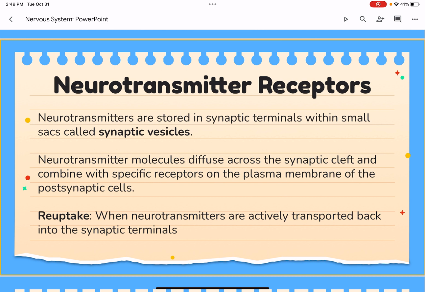If repolarization of a postsynaptic cell is to occur quickly, excess neurotransmitter in the synaptic cleft must be removed. Some neurotransmitters are inactivated by enzymes. Reuptake is when neurotransmitters are actively transported back into the synaptic terminals. With reuptake, the neurotransmitters are repackaged in vesicles and recycled. Many drugs inhibit the reuptake of neurotransmitters. For example, SSRIs inhibit the reuptake of serotonin. This action increases the serotonin concentration in the synaptic cleft.